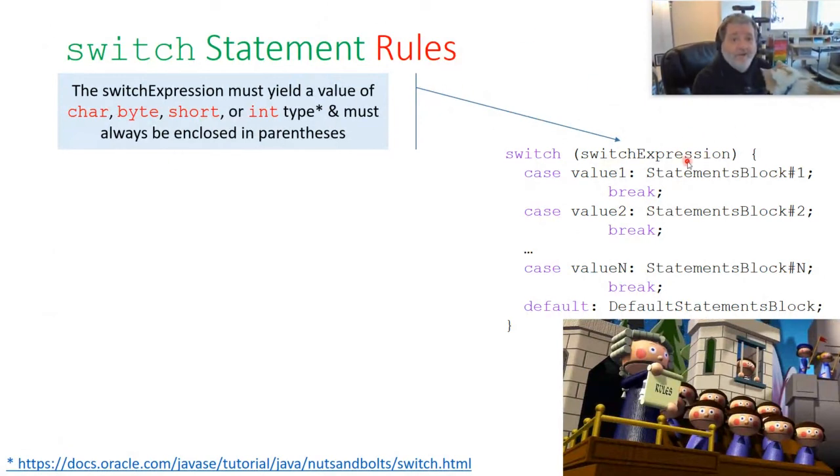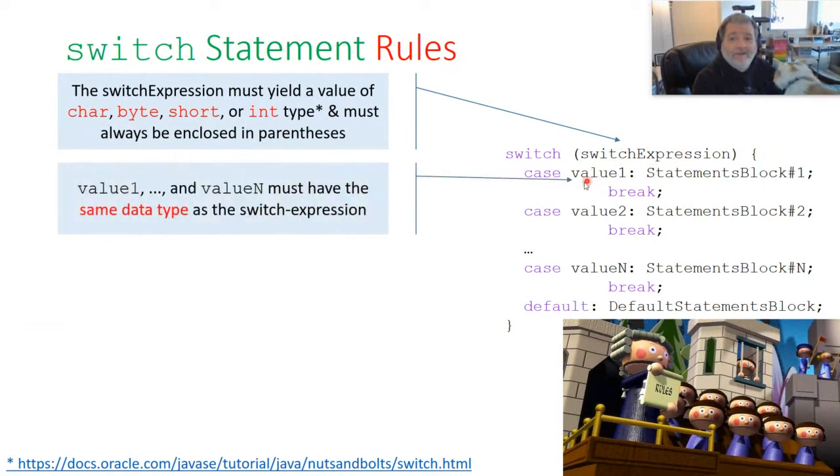You put a switch expression here. You make sure that the data type of that expression is going to match the data type of all those values that you put here. The data types that you are allowed to use here are char, byte, short, and int. A little lie: there's a little star here. If you want the full story, go here, okay? But pretty much in this class, we're going to use char, byte, short, and int as the data type of the expression. So the switch doesn't work for everything, right?